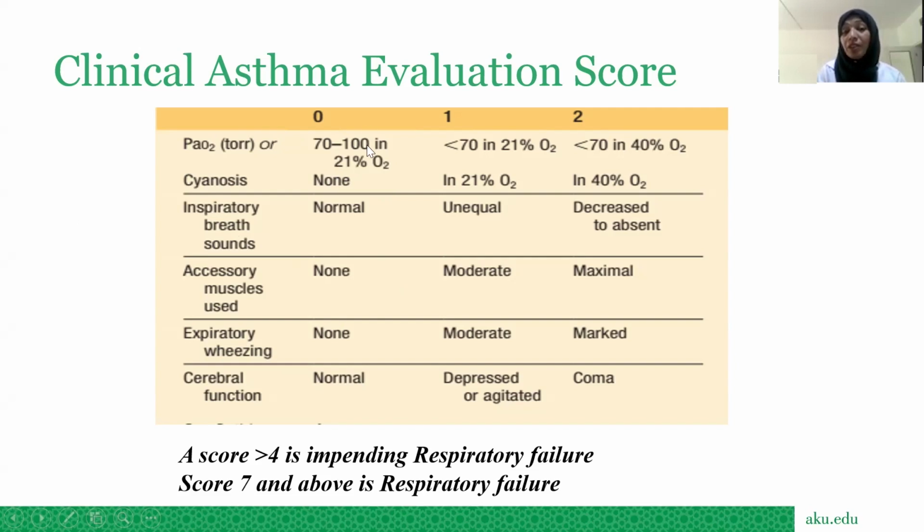But what happens when the patient gets severe asthma? In this patient, initially the patient will be desaturated in room air. And with the increased severity of asthma, the patient will be desaturated even with 40% oxygen. There will be marked expiratory wheezing. There will be maximum accessory muscle use, and he can be irritable, agitated, and he can develop coma in the later stages. So for the clinical asthma evaluation score, a score of more than 4 is impending respiratory failure, and 7 and above means the patient is in respiratory failure. So we have to act accordingly.